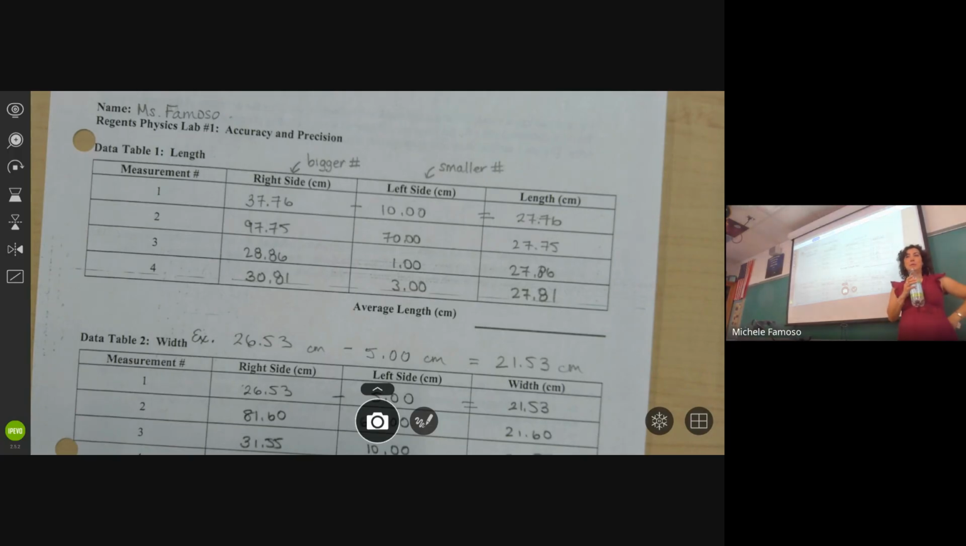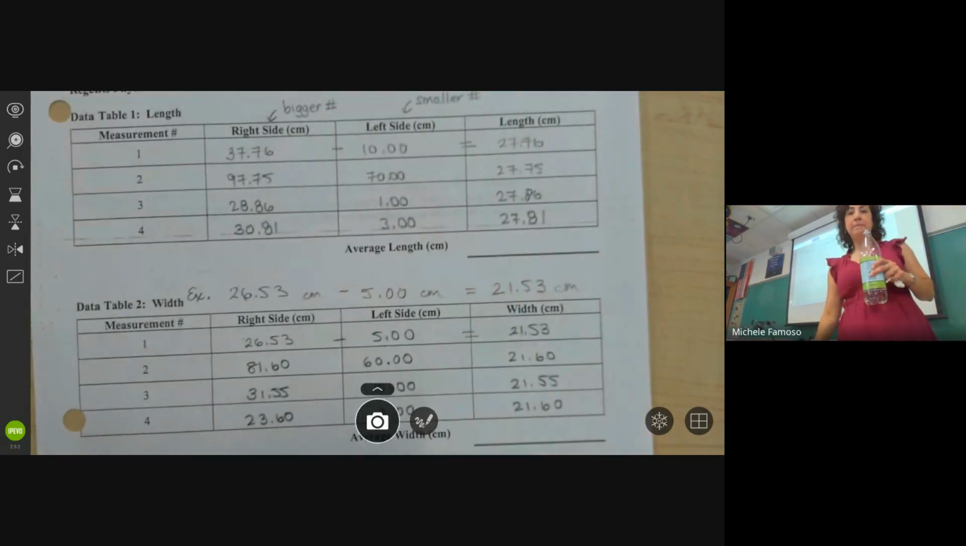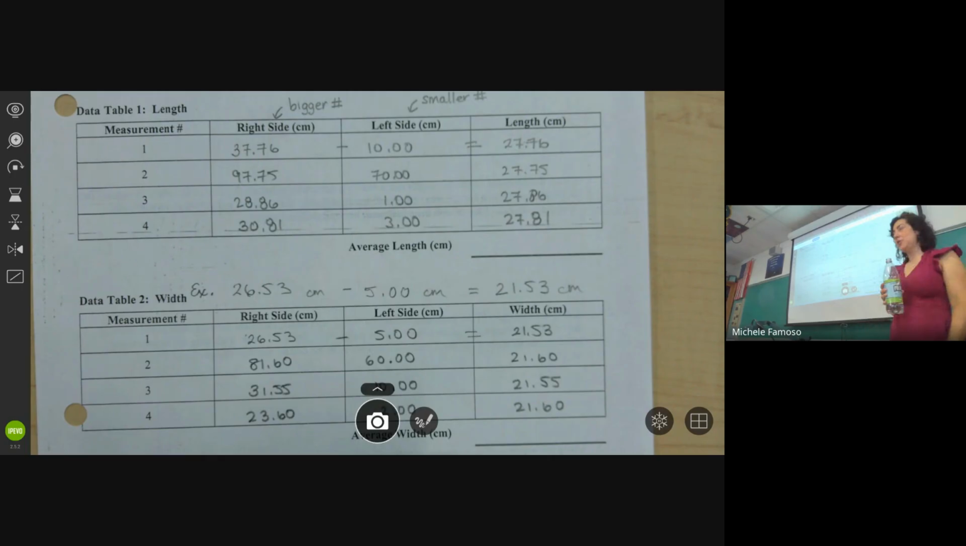You guys are with it. This is the first class today that did not have an issue with this lab. My other classes were like, we don't get it. Don't overthink it. This is not rocket science. We'll get to rocket science later.